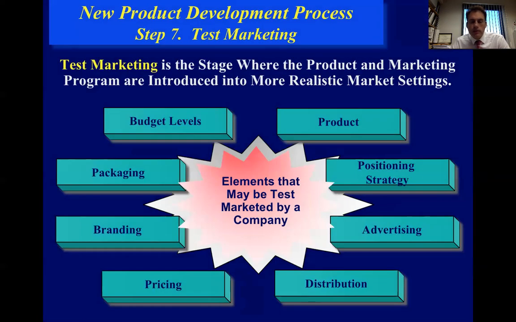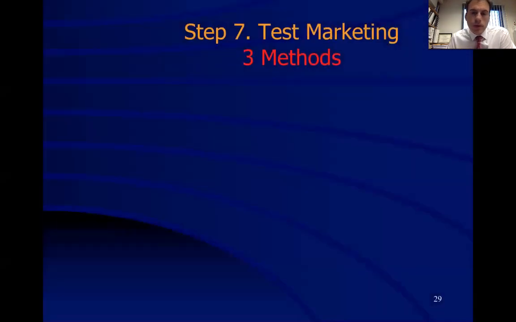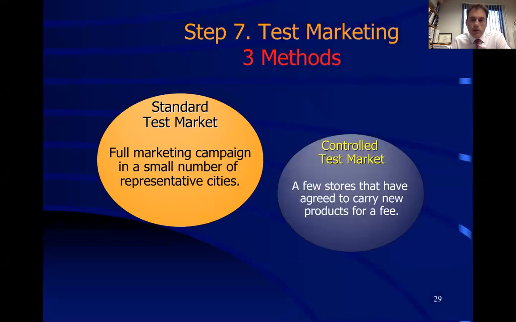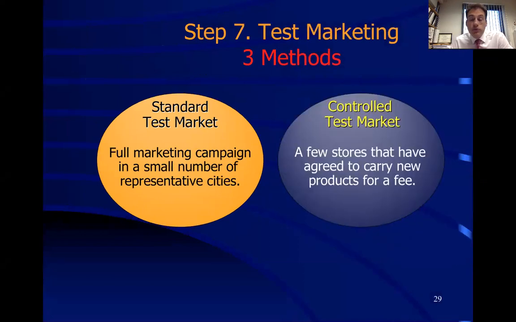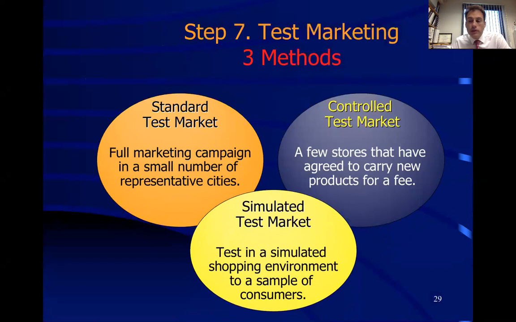Then test marketing is this idea that you want to start selling this product, or at least simulate the sales of this product, and you want to try to identify anything that you could adjust at this time. So there are 3 methods to test. One is that you sell it in just a few cities which are representative, or you sell it in a few stores that are representative, or then you simulate it by making an experiment of selling the product with a group of customers and seeing how they respond to the product.